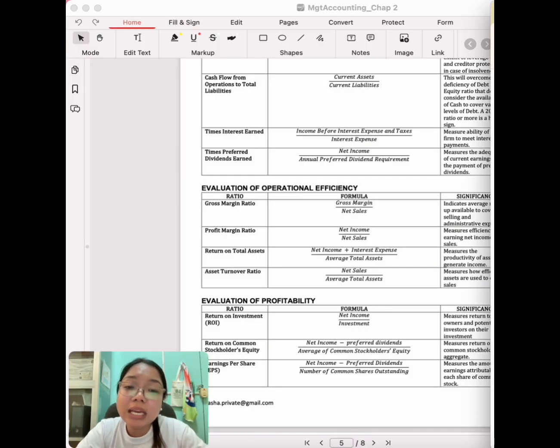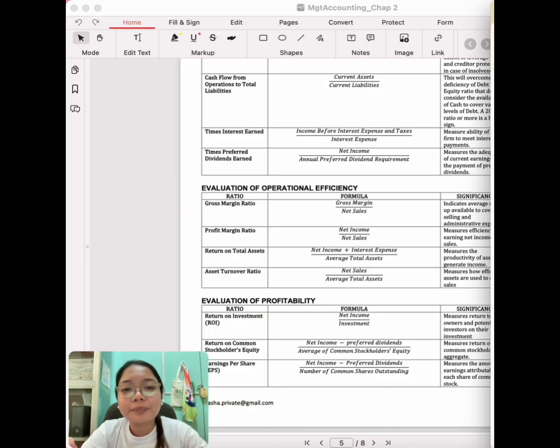Ang distinction niya is asset turnover focuses on sales generated from assets, while return on assets focuses on income generated from assets. So, magkaiba yung sales at income, di ba? Yung sales is hindi pa na-deduct dyan or na-minus yung mga expenses. Well, the income could be income before interest and taxes, or it could be after deducting the interest and taxes.